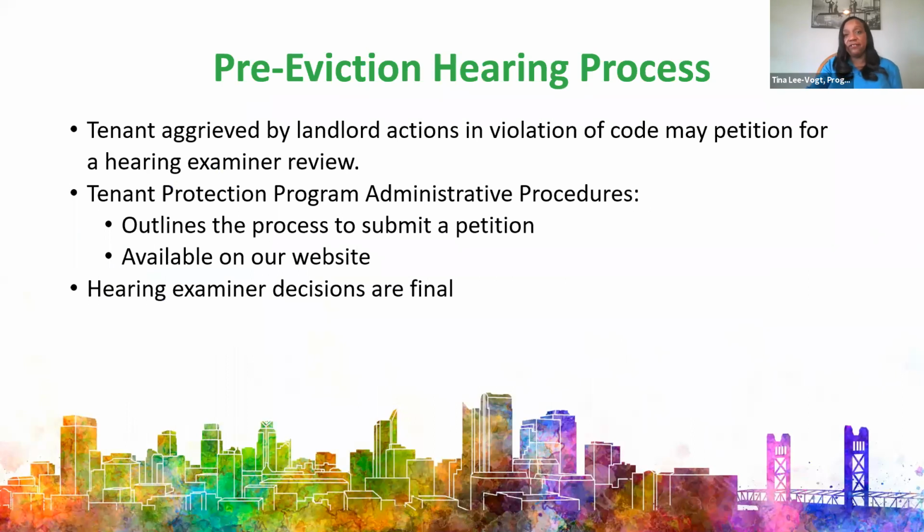And then we're going to have a pre-eviction hearing process. If a tenant feels that they've been aggrieved by the landlord, they can request a hearing. Again, our administrative procedures are going to outline that. It'll be available on our website. And again, that decision is final.